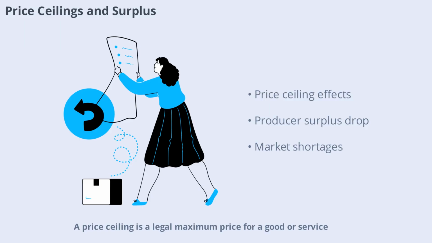Price ceiling is a legal maximum price for a good or service. While it may help consumers in the short term, it often reduces producer surplus and can create shortages. The result is usually a lower total surplus and less overall welfare. Price ceilings are common in housing markets like rent controls, but they come with trade-offs.